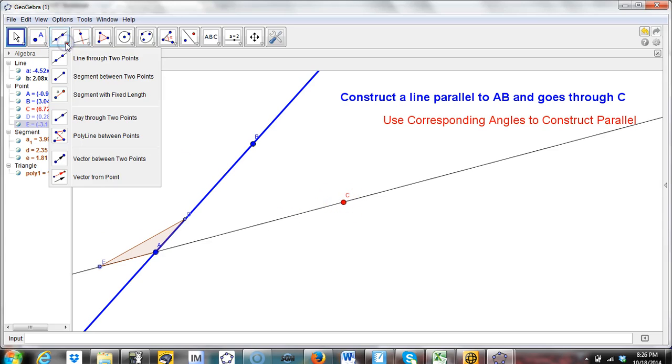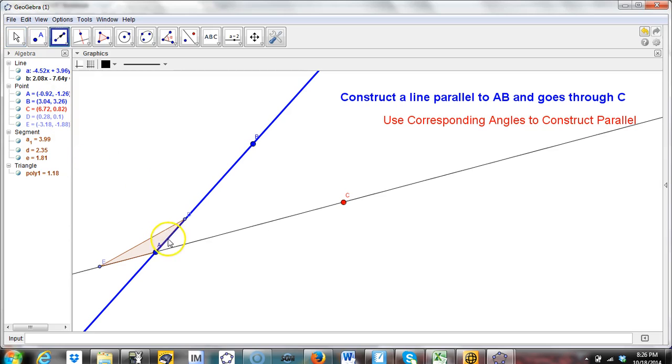I'm going to grab my vector tool in the line toolbox. Okay, vector between 2 points. I'm going to take the vertex of the angle, that's point A. It's going to translate to C. That's where we're going to create the new vertex of our new angle here. And now I have my vector set. It knows the length of how long we want to slide this triangle.